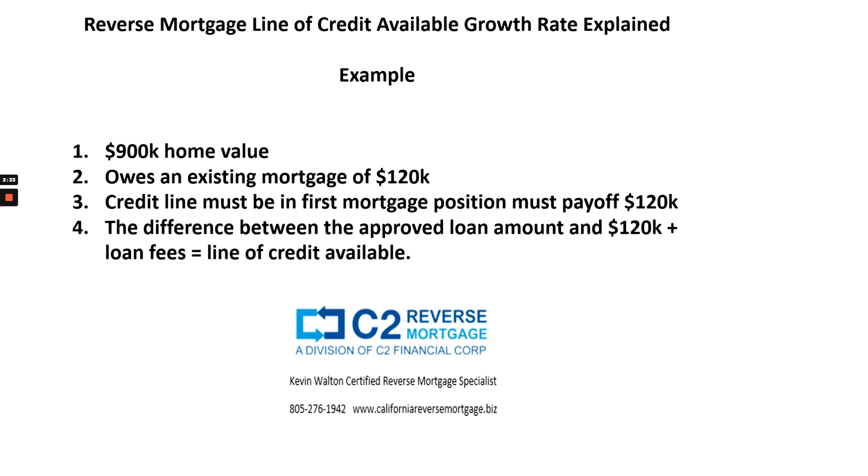So we're going to go over an example here. We have a home that's worth $900,000. They owe an existing mortgage balance of $120,000. The credit line must be in first mortgage position, so the $120,000 must be paid off before you can get the line of credit established, or the unused portion that you can use, I should say. And the difference between the approved loan amount and the $120,000 plus loan fees, what's left over is the line of credit that's available.